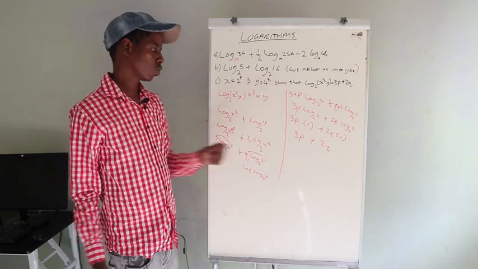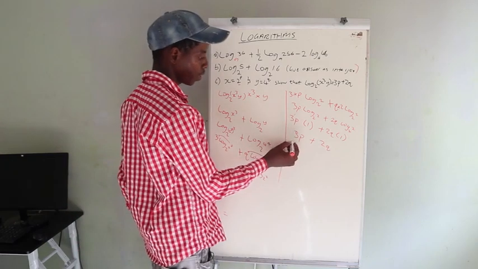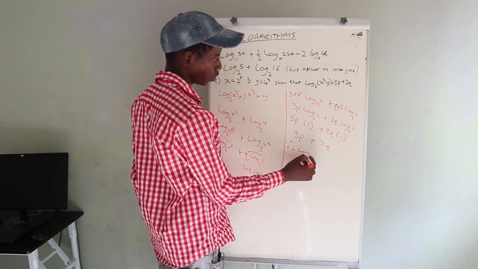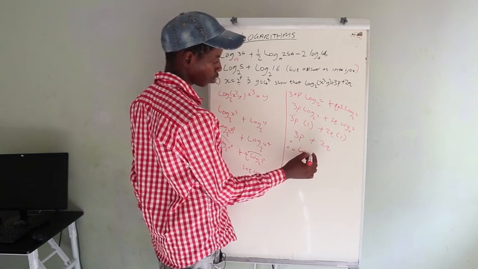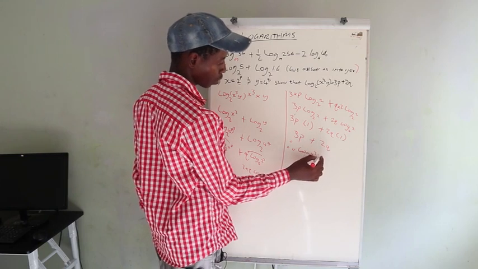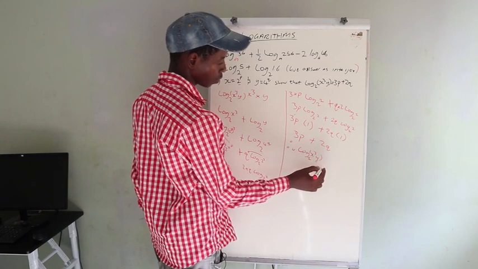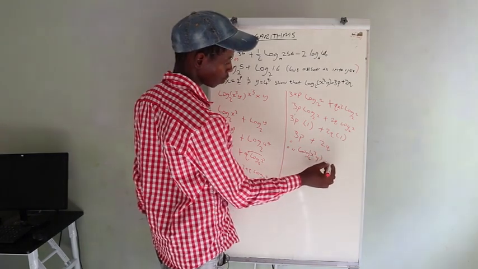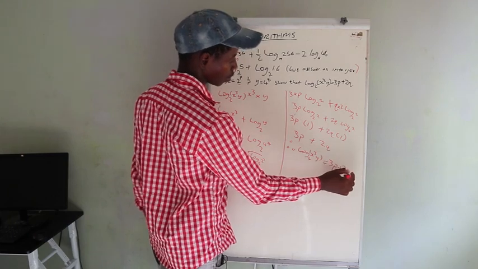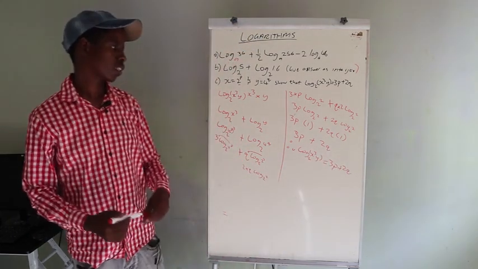You can see. So you're going to write, therefore, log 2 of x to the power 3 times y equals 3p plus 2q.